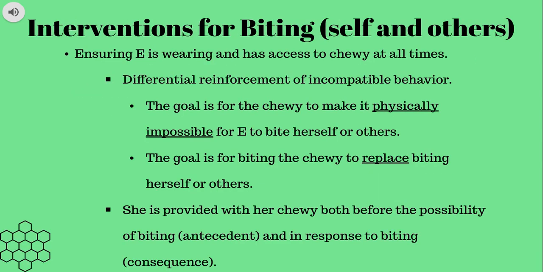So moving on to the interventions for biting. First and foremost, we want to ensure that E has access to and is wearing her chewy at all times. This way we can promote differential reinforcement of incompatible behavior. The goal is for the chewy to make it physically impossible for E to bite others or bite herself. The goal is that biting this chewy will replace the behavior of biting herself or others. So this is used as both an antecedent and a consequence. She is provided with her chewy both before the possibility of biting and in response to biting.